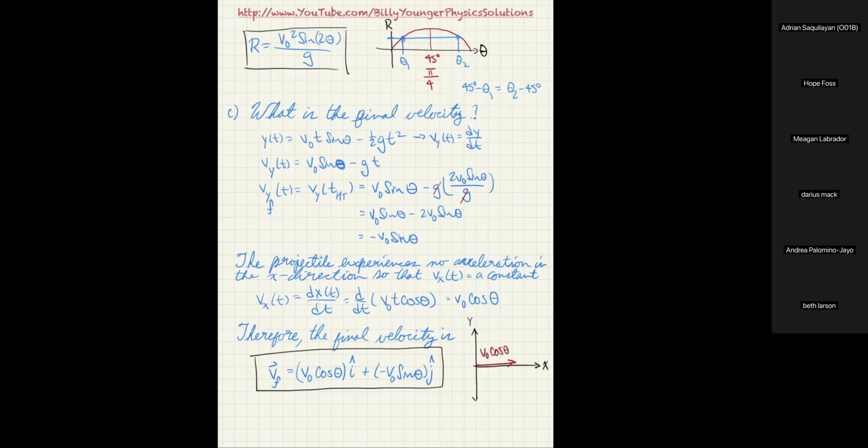And then I had another component. This one was actually a negative component, so I'm going to do it in green like I did before. And this one's going to be negative v0 sine theta. That means the final vector, v final, makes an angle, specifically an angle phi with respect to the positive x-axis.